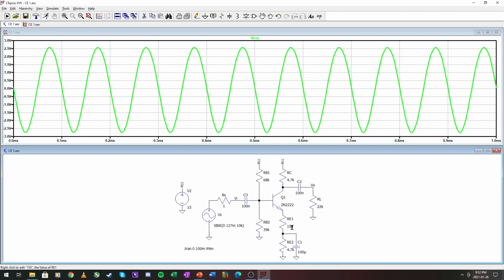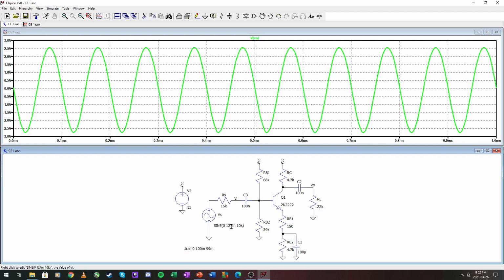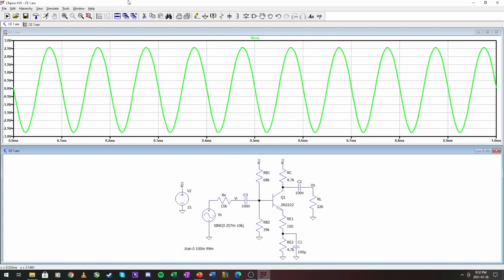But that is a very large input that we have on this without even a source resistor present. Okay, so if we make this 15 kilo ohms, we can increase this input to 257 millivolts, run it, and we have exactly the same kind of output with a larger input, just taking RS into account.